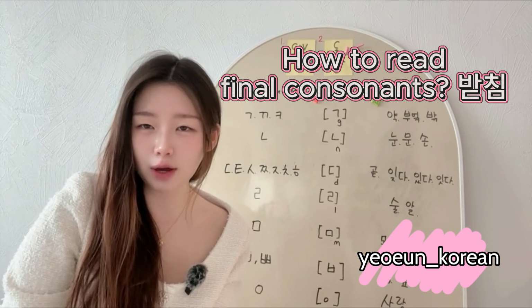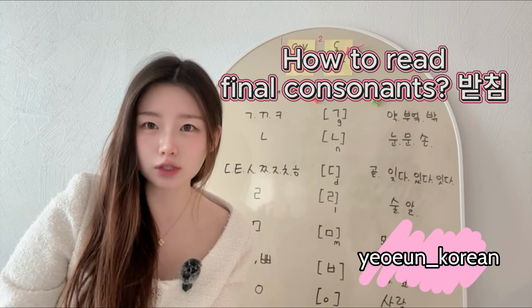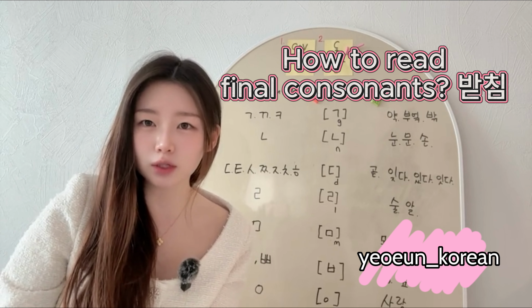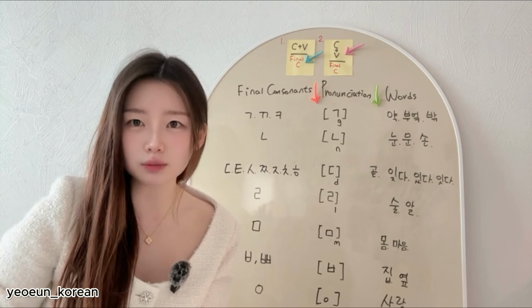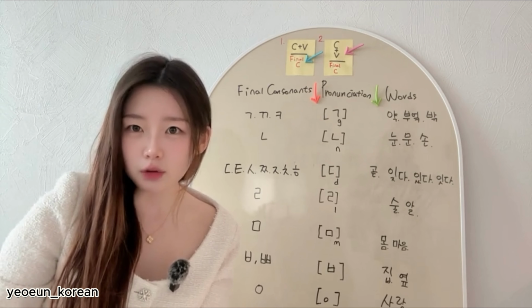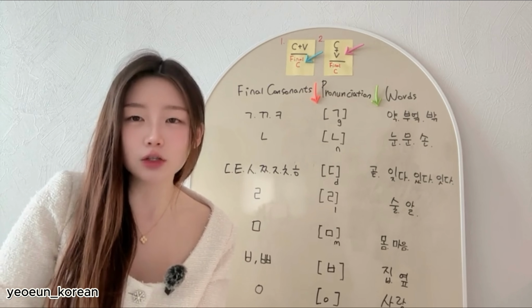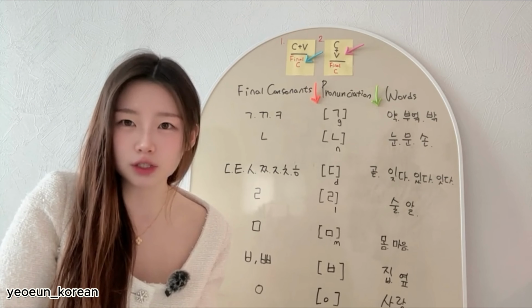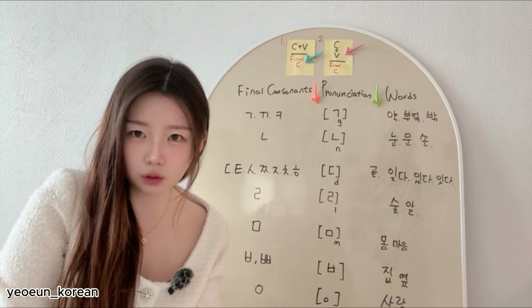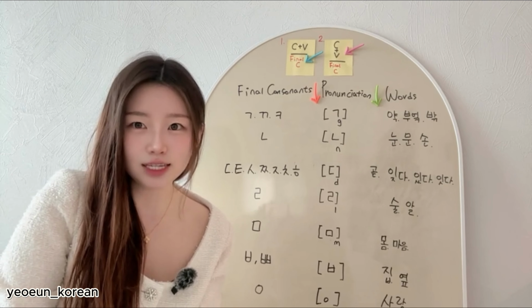Today we are going to learn about final consonants, which are called 받침 in Korean. So now we already know about mixing up consonants and vowels. How many consonants and vowels do we need at least to make a word in Korean? We need one vowel and one consonant. And which one should come first? Is it the consonant or the vowel? It's the consonant. We're going to put the consonant first and then the vowel comes.